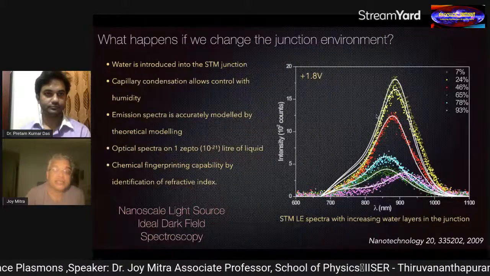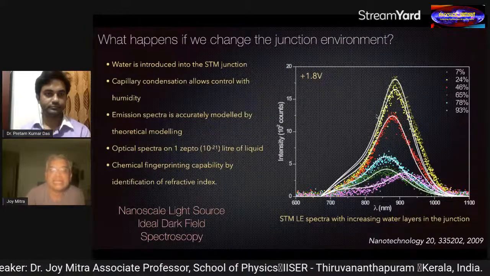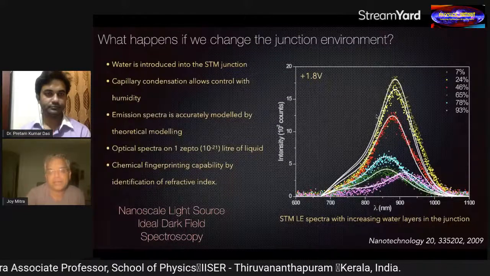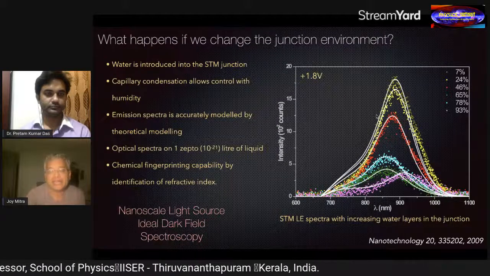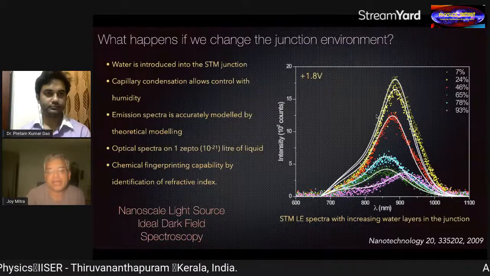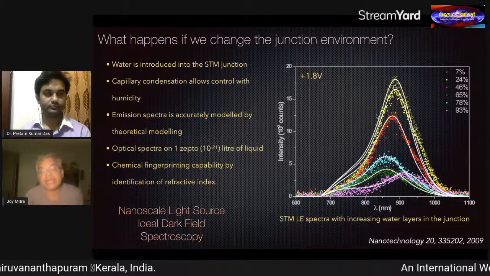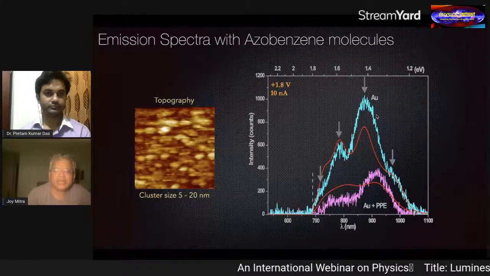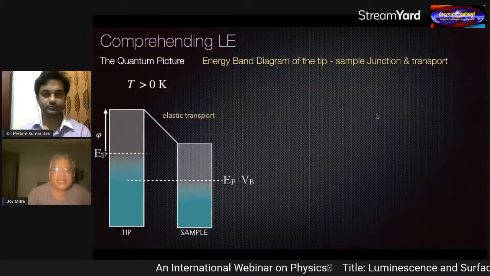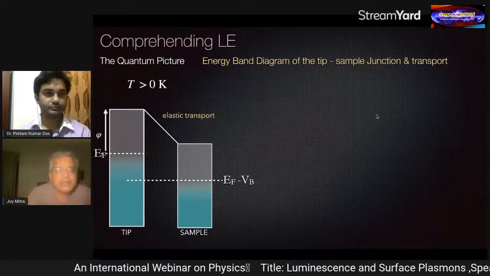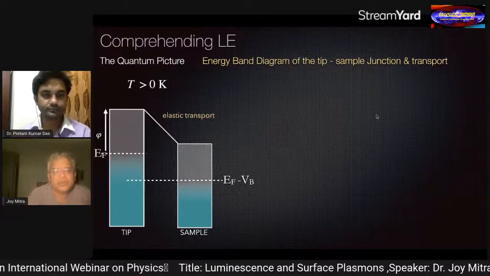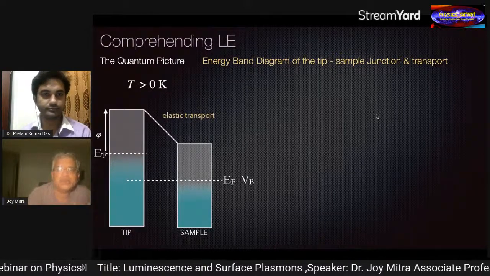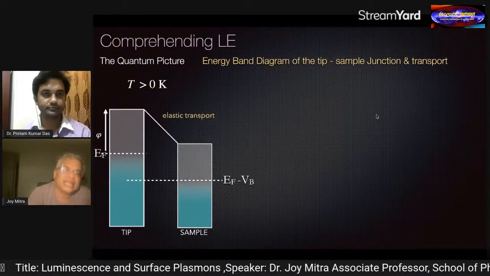It's a precursor to an ideal dark field spectroscopic technique, where the dielectric properties of the environment actually influence the light coming out of a tip sample junction. So I will skip these details, and I'll probably try to tell you quantum mechanically how one comprehends such a light emission.